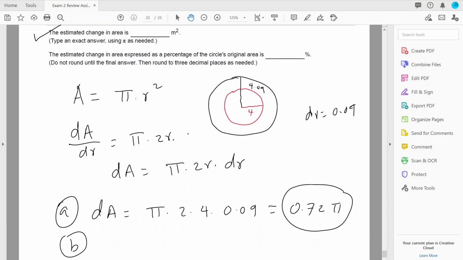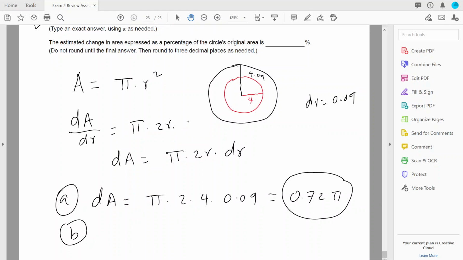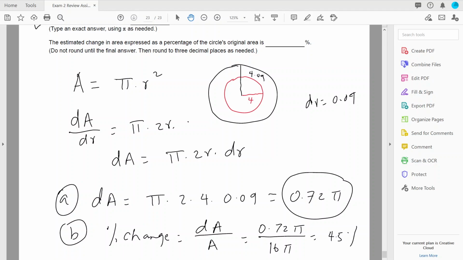For second part, we need to find out percentage change in the original area. So this is actually percentage change is equal to change in area over the area itself. So the change in area is 0.72 pi, and area of the original circle is pi times 4 squared, which is 16 pi. If we divide 0.72 pi by 16 pi, it would be 0.045, which is 4.5%. Okay, so that's problem 25.